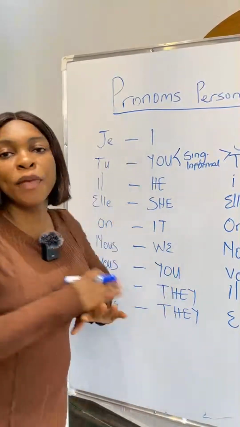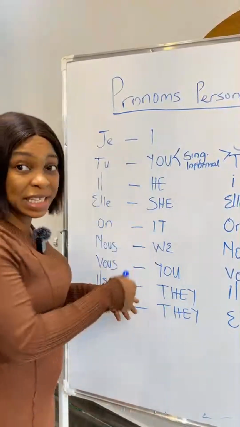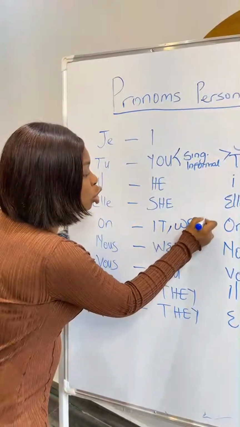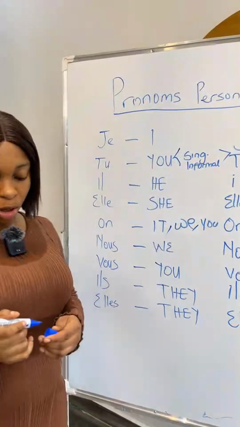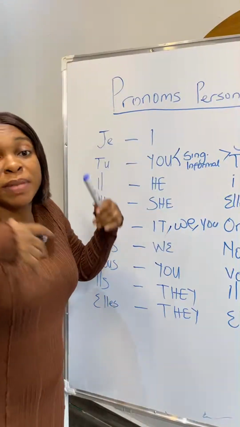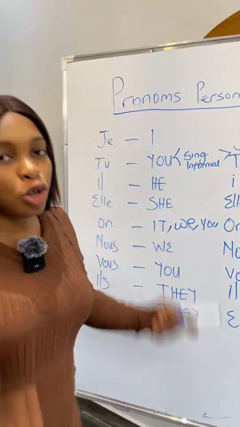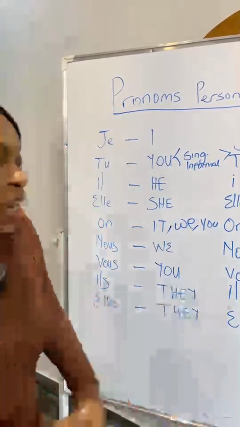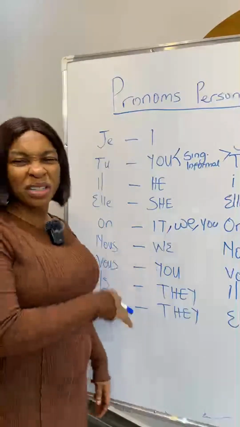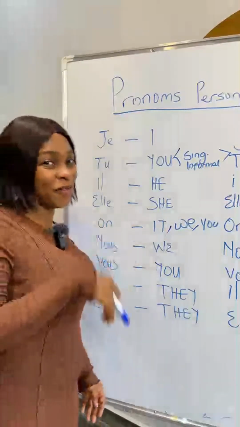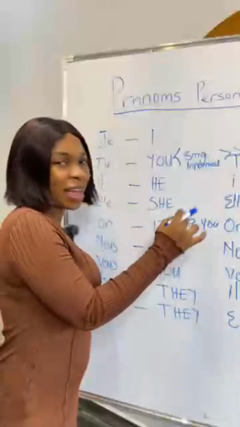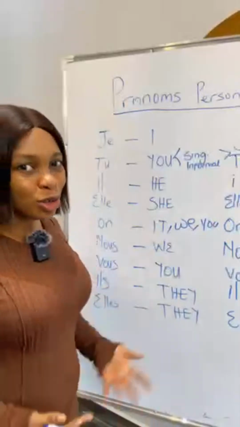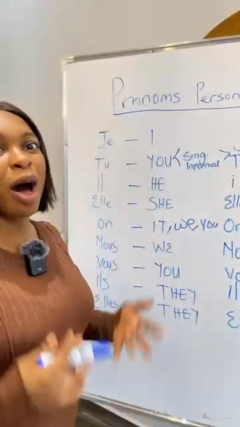And then we have on. So on actually means so many things in French. On can mean it. On can also mean we, right? On can also mean you in French. Yes, take note of that. On means it, we, you, depending on the sentence or depending on what you want to say in French. I know on in English is like on something, but in French it is it, we, you. It also means everyone. It just depends on the sentence you are composing.